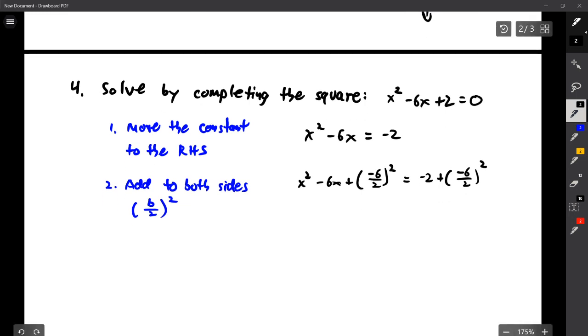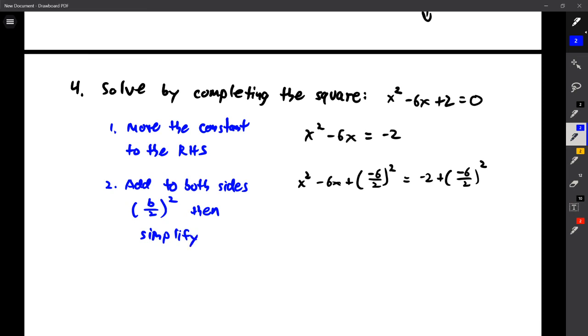Okay. Then simplify. So we could simplify the right-hand side. We don't care about simplifying the left-hand side because of what we're just about to do. So what is this? Negative 6 over 2 is negative 3. When we square a negative 3, we get 9.